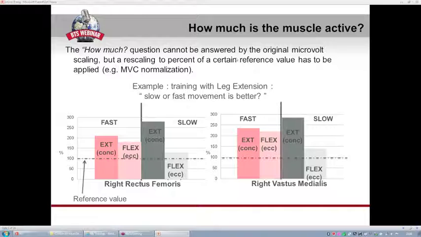Imagine that during a training with a leg extension machine, for example, you want to understand if a slow or fast movement is better to be executed by the athlete. So you can compare, for example, the level of activity in the two different situations in order to understand the amount of muscle used in those conditions.